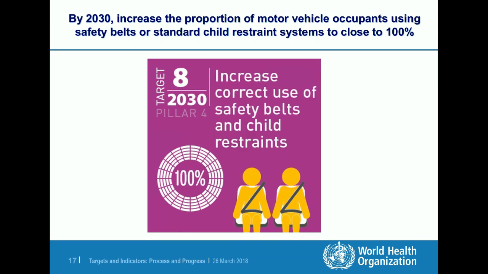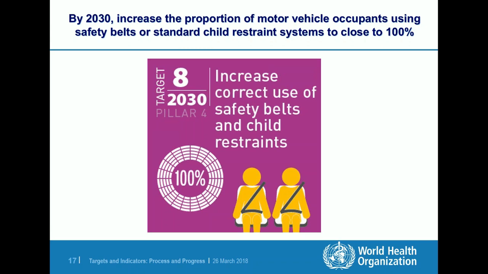Target number 8, by 2030, increase the proportion of motor vehicle occupants using safety belts and or standard child restraint systems to close to 100%. It's important to note that with this target, the actions that are required is not just about changing the behaviors of vehicle occupants and drivers. In fact, we know that in many instances, vehicle standards or vehicles are not equipped with seat belts.